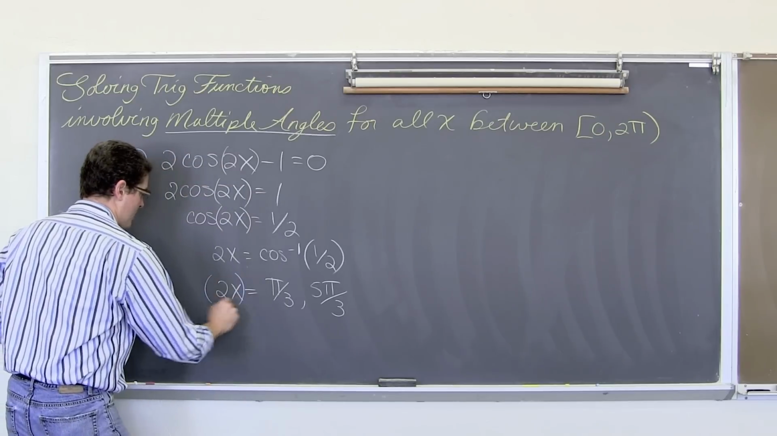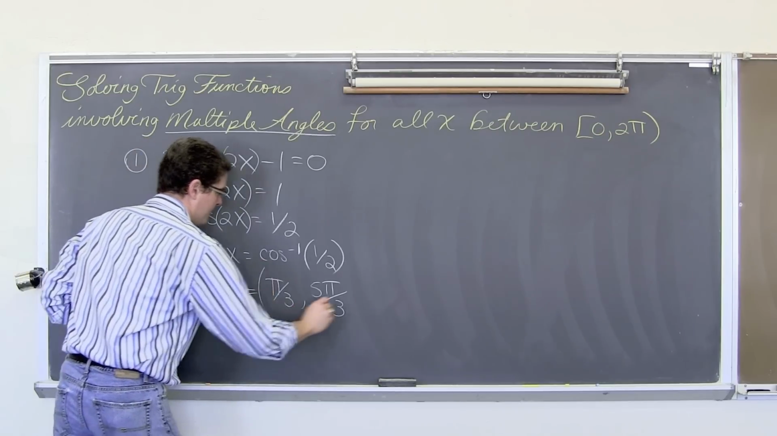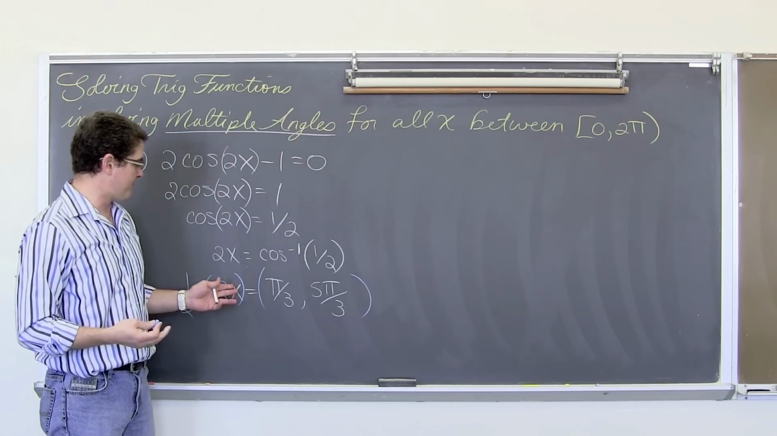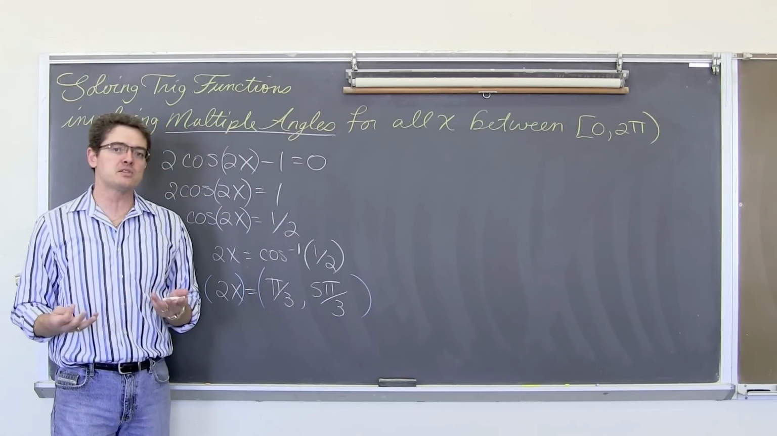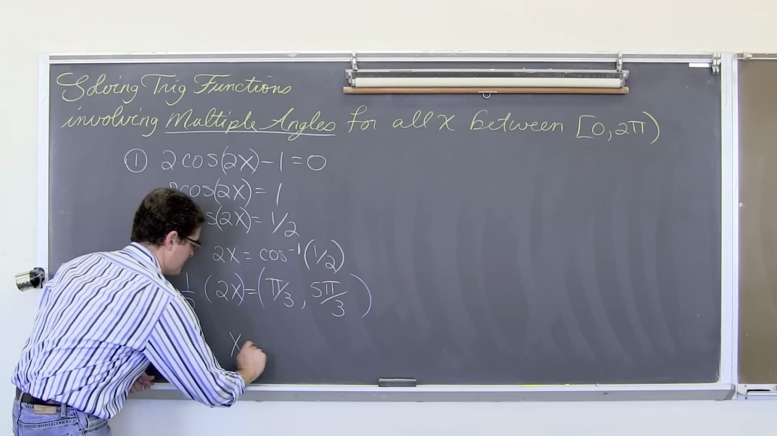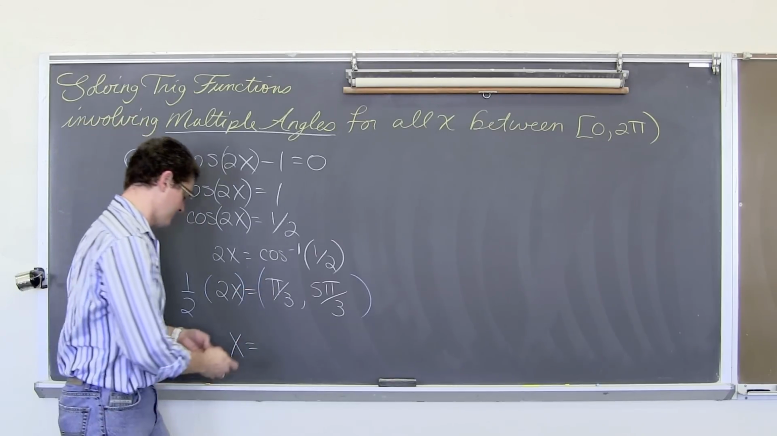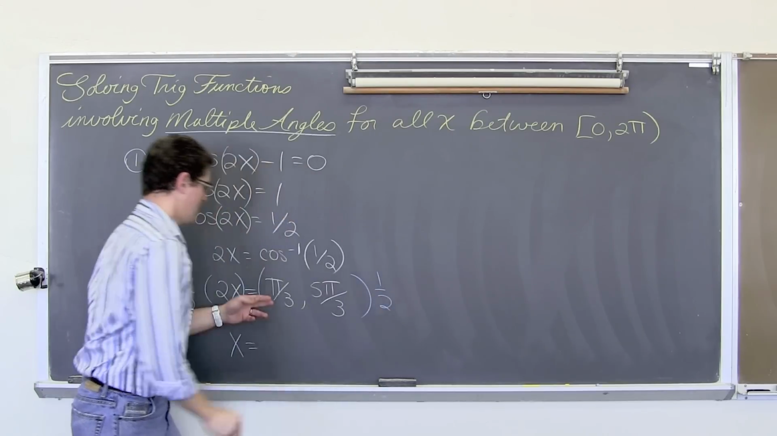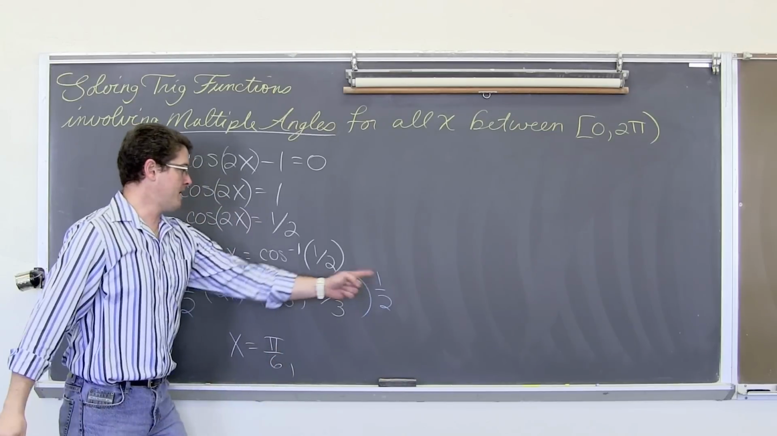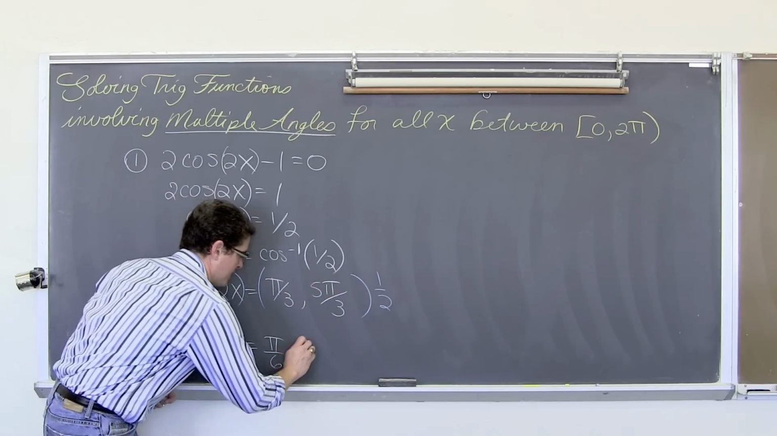And you finish the question out by multiplying both sides of this equation by 1/2. Because we're not trying to solve for the angle measure of 2x, but we're trying to solve for x. So we get x is equal to 1/2 of pi over 3, which is pi over 6, and 1/2 of 5 pi over 3 is 5 pi over 6.